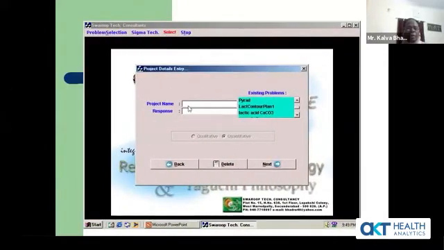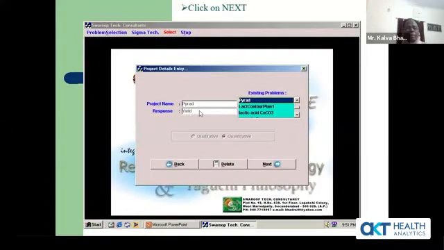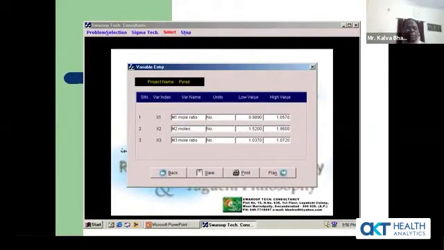Then this is the name of the project and the output is written there. Here, the name of the project and output, it is expressed as yield in the process industries. Okay. Then save it and click on next. Then this is the variable entry table. This is M1 mole ratio, M2 mole ratio, and M3 mole ratio. Units, numbers, this is low level, this is high level. Okay. Then click on plan.